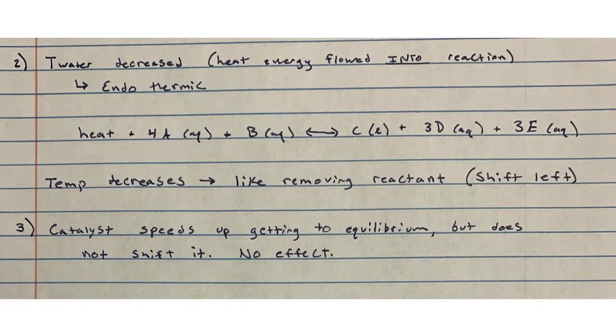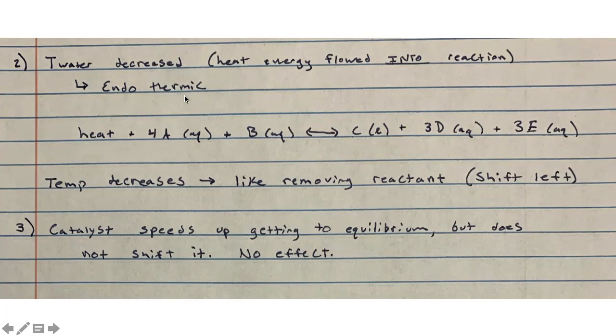Okay, so now that we know that this is an endothermic reaction, I always recommend that you write heat into the equation. So endothermic reactions have heat as a reactant. Exothermic reactions have heat as a product. Now that we have heat in the equation, we can use the temperature change like we're adding or subtracting reactant, right? So heat is a reactant here, and we are decreasing the temperature, which essentially is like we are taking away reactant. Okay, so if we're removing reactant, we are going to shift leftward to counteract that change.